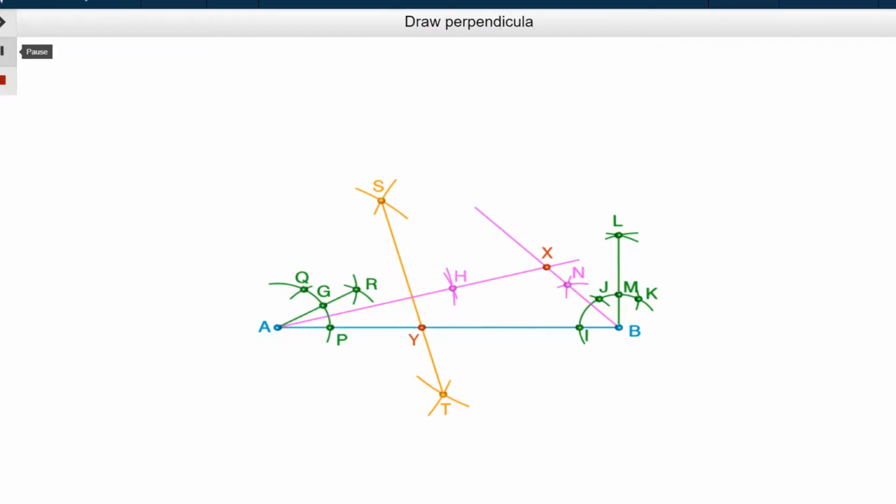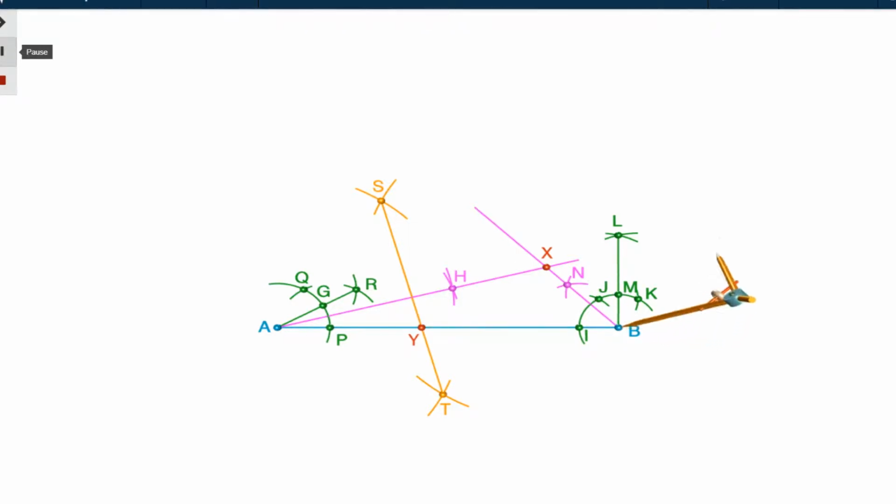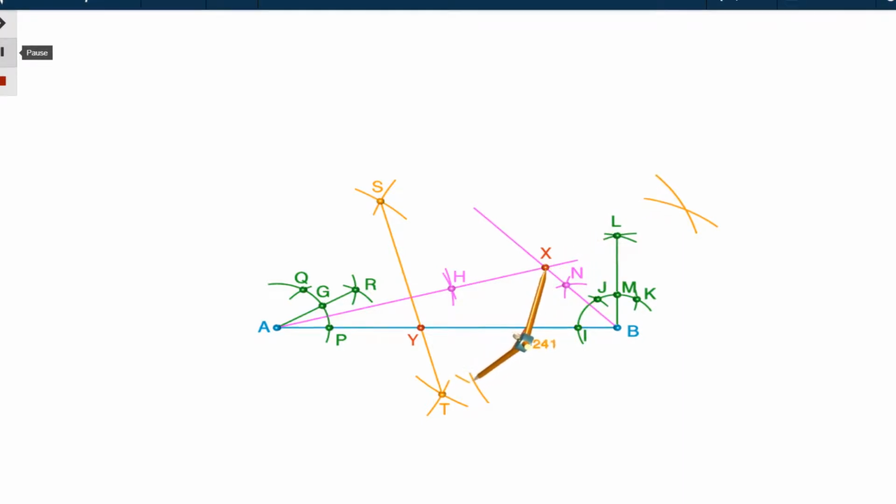Now see this perpendicular bisector intersects AB at Y. Now BX, we will take BX and bisect it perpendicularly. So with center B and radius more than half of BX, above the line and below the line draw two arcs, and with center X and the same radius draw arcs above the line and below the line, and see they are intersecting at one point.